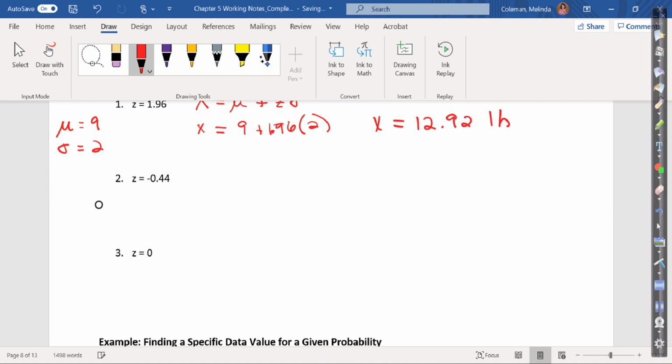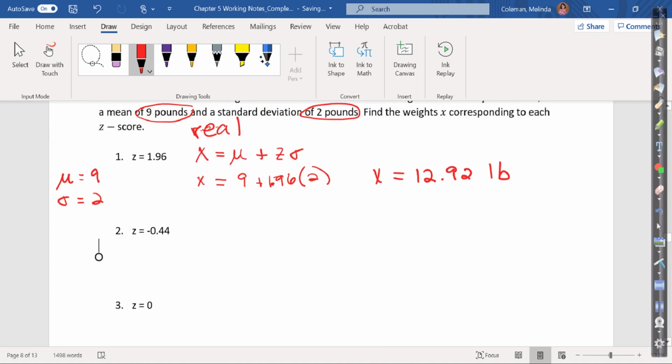And again, this is real data, so that's pounds. So a cat that weighs 12.92 pounds would have a z-score of 1.96, which is very close to 2 standard deviations. So this cat would be 2 standard deviations from the mean.